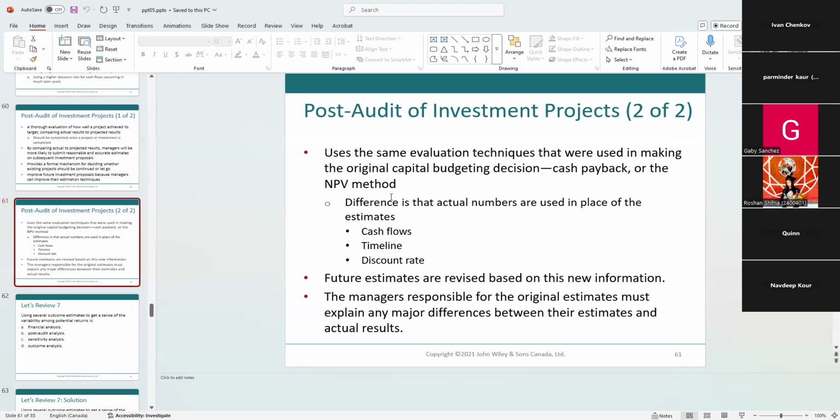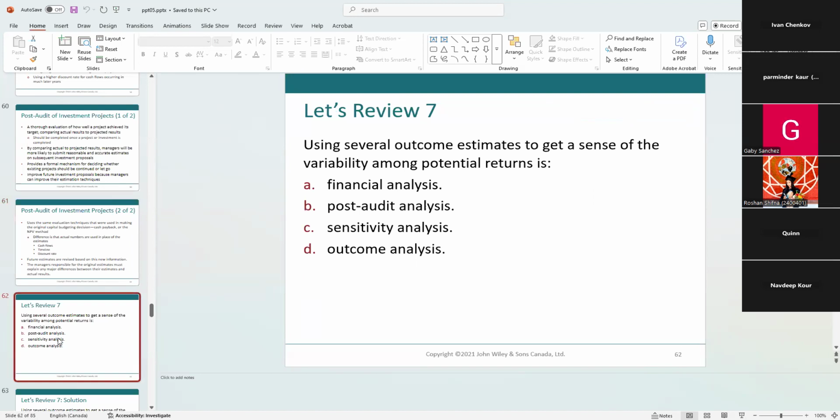Now, the post audit also uses the same evaluation. But what we're going to do is use either the cash payback or the net present value. Again, the difference is that actual numbers are used in place of the estimates. That will be the cash flow, time value, timeline, and discount rate. So give me those, using several outcome estimates to get a sense of the variability among potential returns. Which one is it?